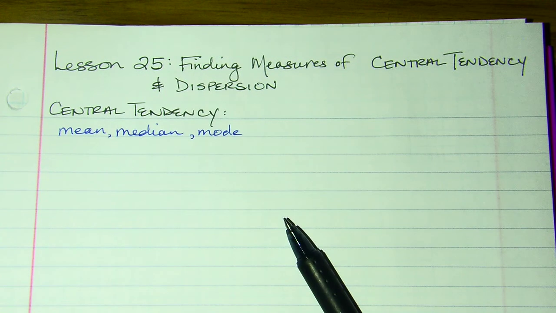Now those are easy. Those can be easily calculated by hand. They're also on Desmos except for mode. Mode does not need a calculator.